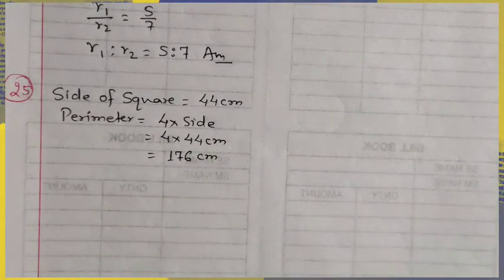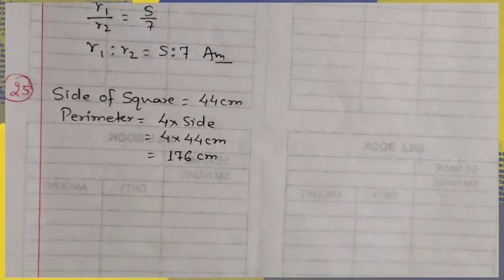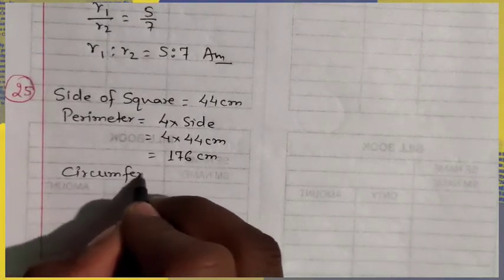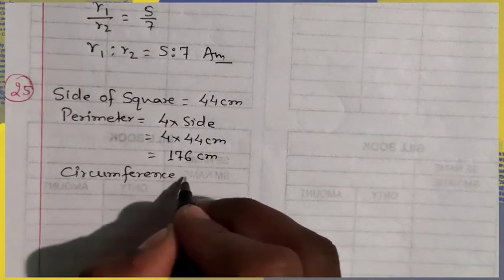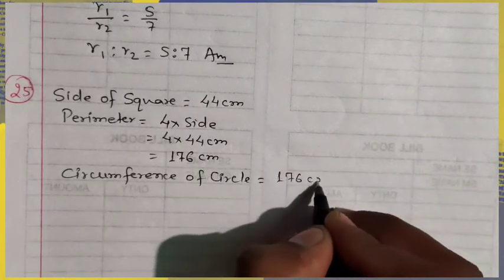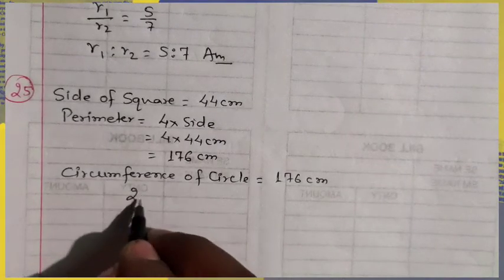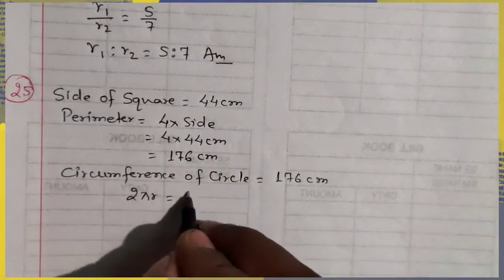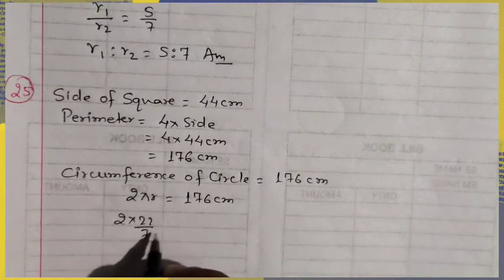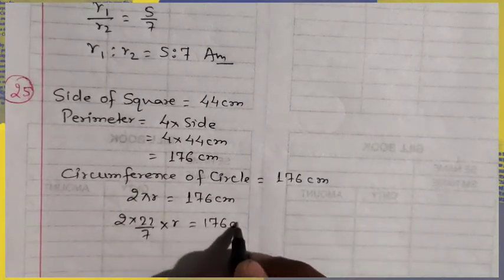And again the question is saying if this perimeter which we have calculated is equal to the circumference of a circle, it means the circumference of the circle is equal to 176 centimeter. Now the question is asking to find the radius. We know the formula for circumference, 2 pi r is equal to 176 centimeter. We'll put the value 2 into 22/7. We don't know the radius, because the question is asking about the radius.